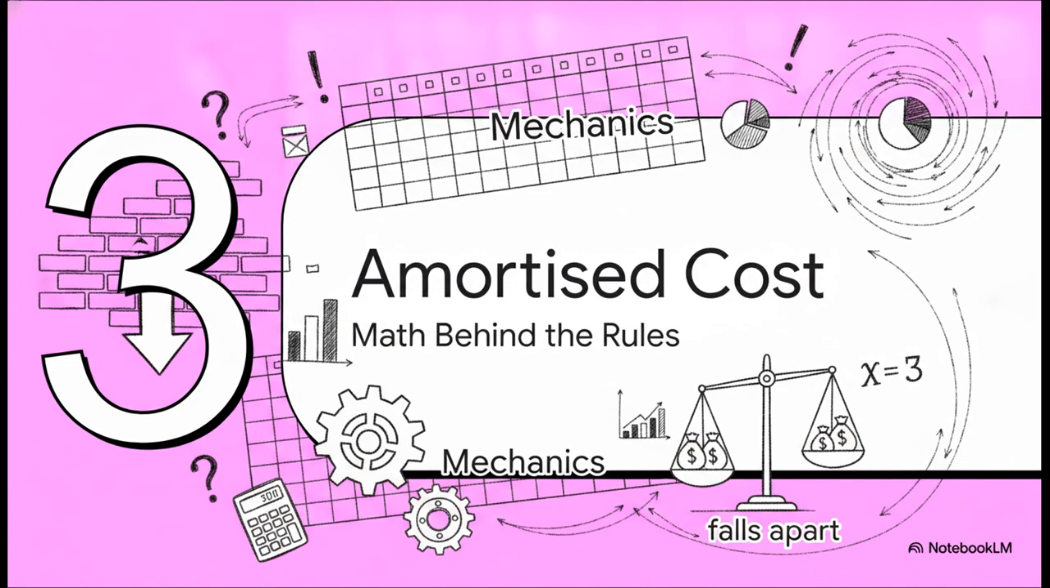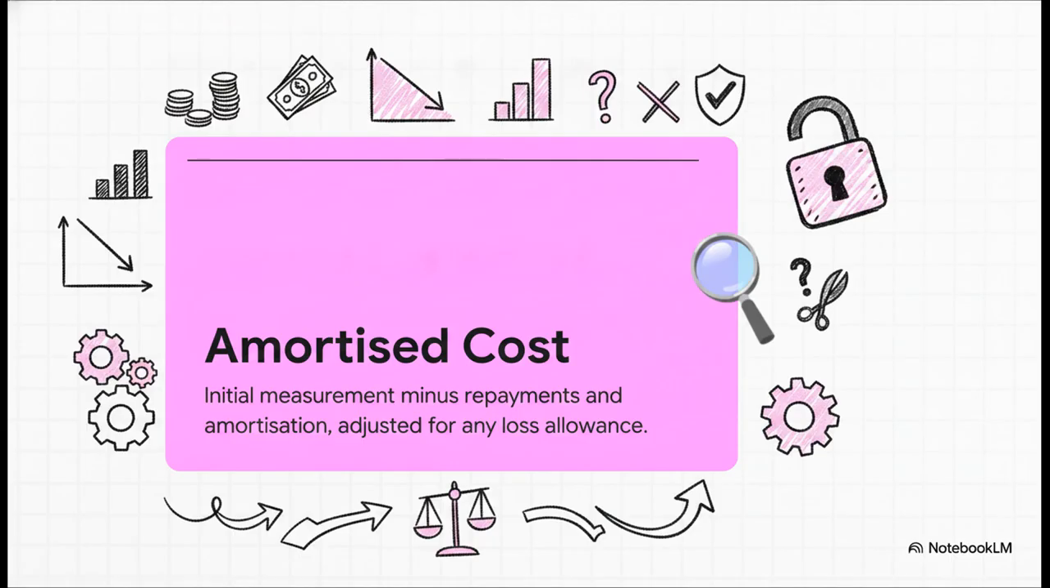Section 3. Amortized cost and loss allowance. The math behind the rules. To truly grasp why the company's argument falls apart, we need to look at the math built into the standard. Appendix A of Ind AS 109 defines amortized cost as the initial measurement minus principal repayments plus or minus cumulative amortization. But here is the absolute crucial element, the part you literally cannot ignore. It's adjusted for any loss allowance.